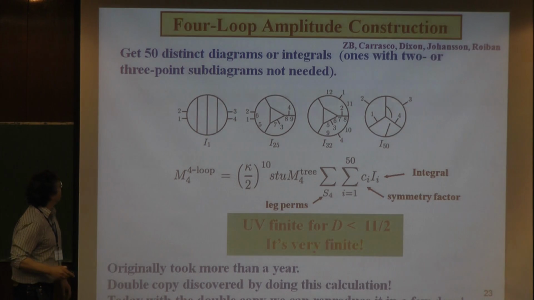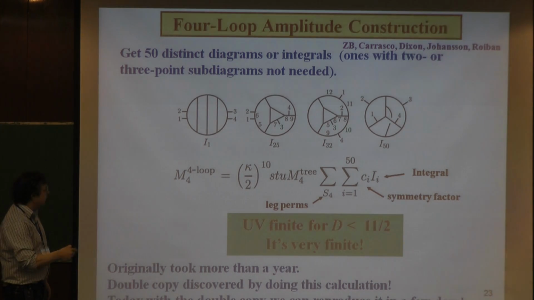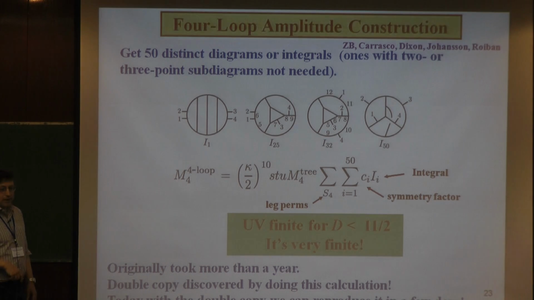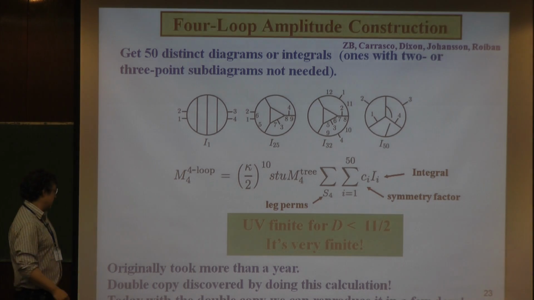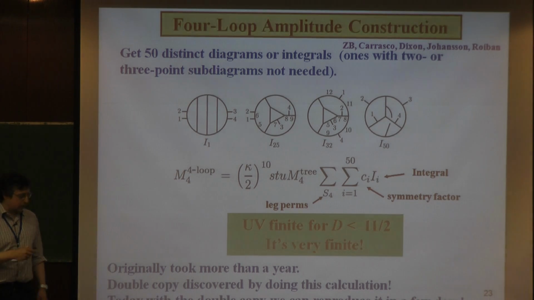All right, so this is with my students. There's John Joseph Carrasco, Henrik Johansson, former students, I should say. Then Lance Dixon and Radu Roiban. And we just sat down and did the calculation, although it took us quite a while to do this. There's about 50 of these diagrams. There's planar, there's non-planar. By the way, the color factor of this one is 0. It's kind of amusing.